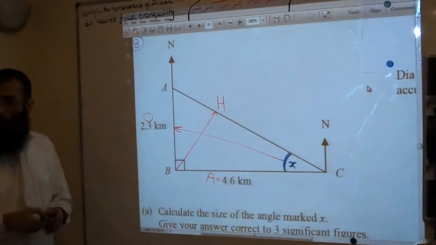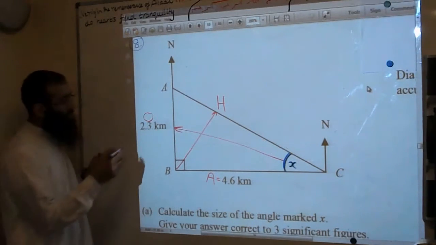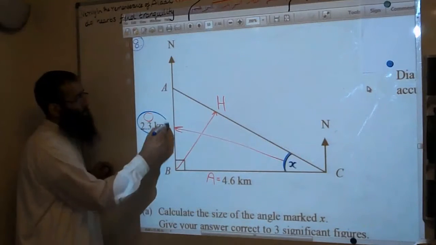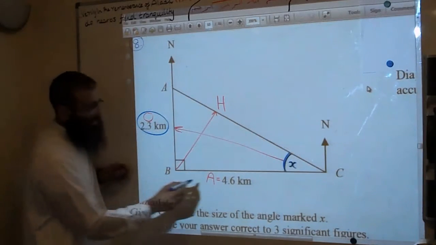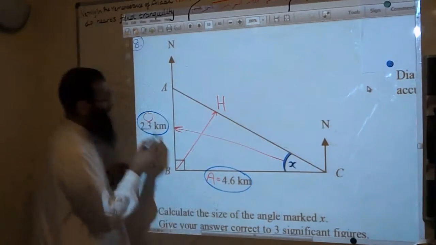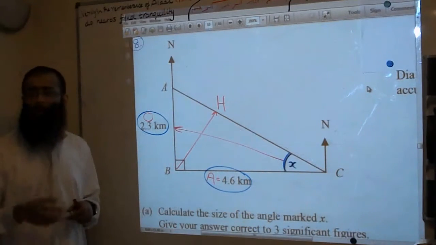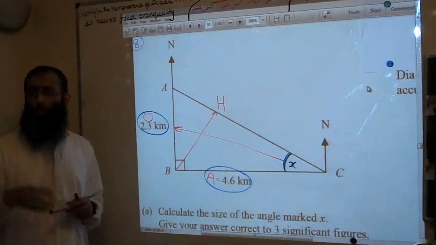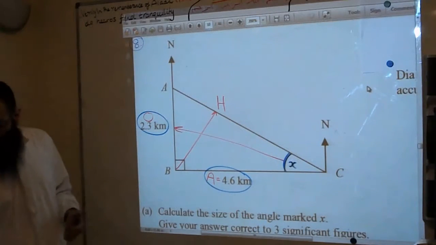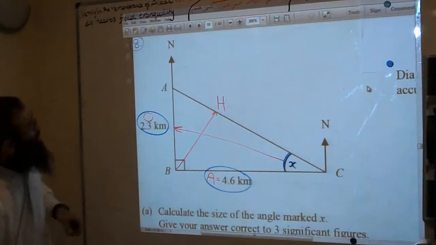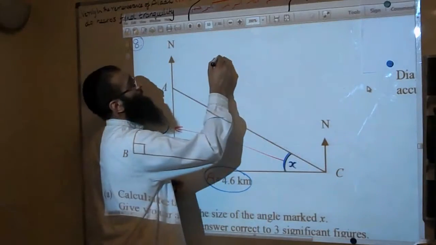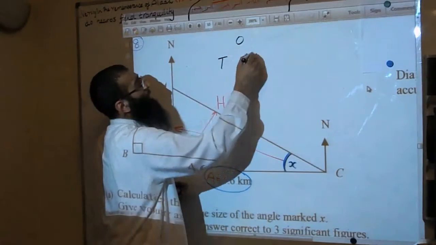Now, what do we know? In this particular question, we know the value of O, and we know the value of A. And if you pronounce O and A together, you get OA. And OA comes from the trigonometric identity TOA, which is the shorthand that we use to help us memorize it. So TOA.